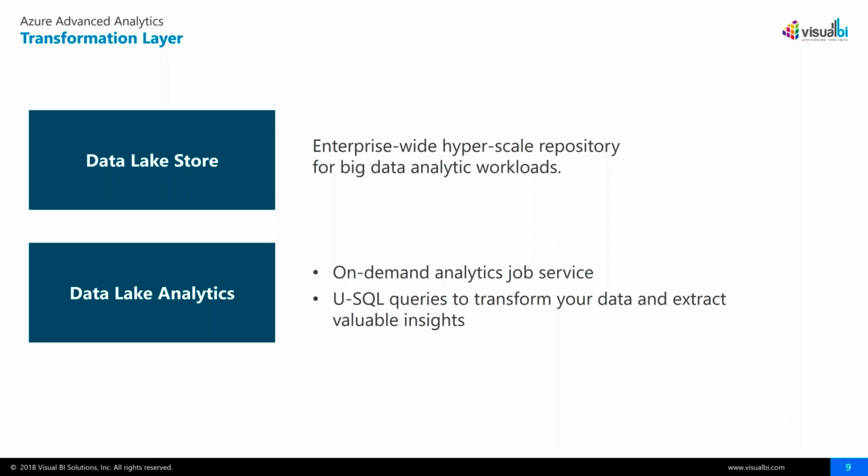All right, so let's move up to the next layer. This is our transformation layer. Let's talk a little bit about the data lake store. So what is the data lake store? It's an enterprise-wide hyperscale repository, and it's made for big data analytic workloads. So what does that mean? Enterprise class. So it has certain capabilities that would qualify it to be enterprise class. Things like security, manageability, scalability, reliability, and availability.